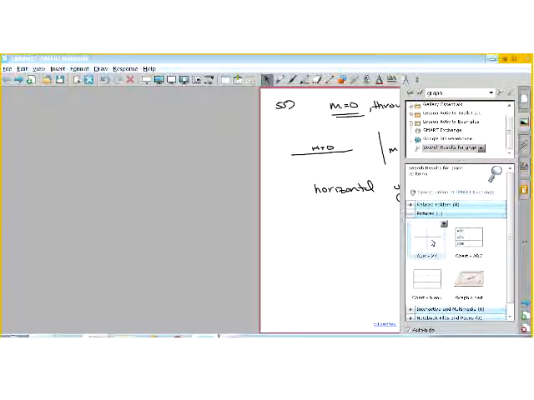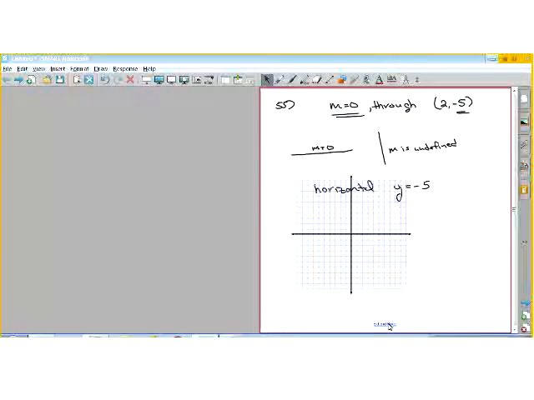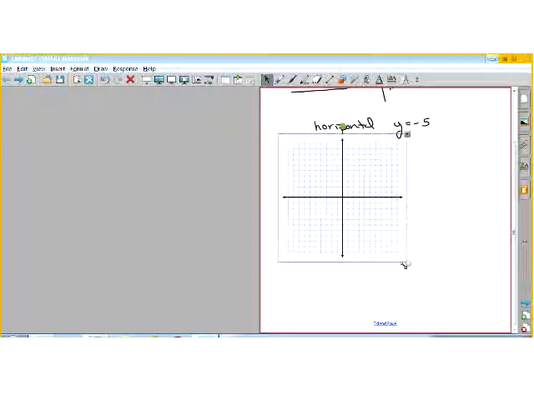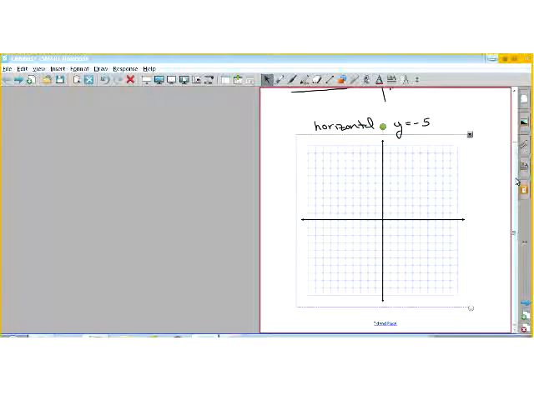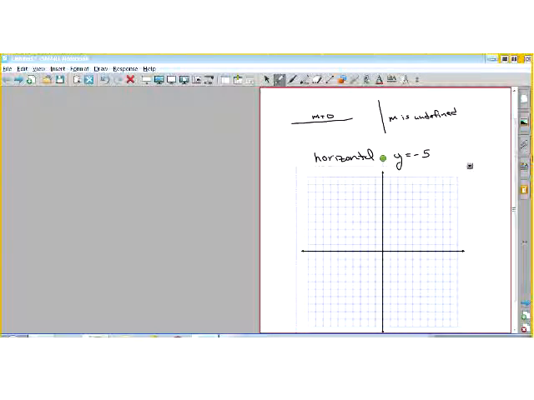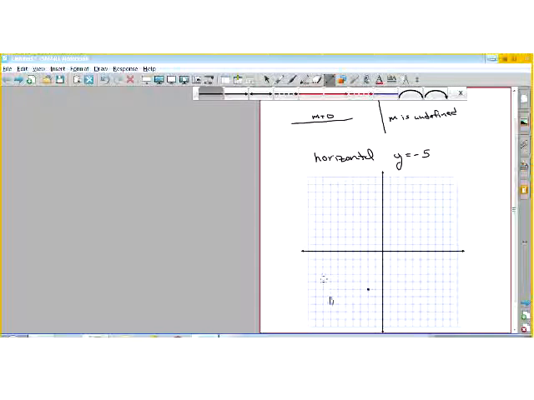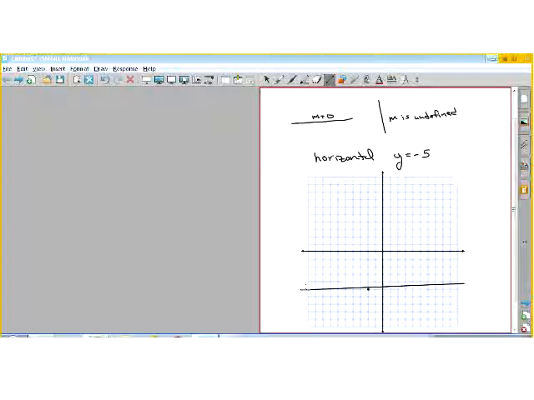And so if you take graph paper, if we locate the point 2, -5, so we go 2, -5, 1, 2, 3, 4, 5. So that's our point. So a horizontal line is going to go through that point, and no matter what the value of x is, the y value is constant. So that's y equals -5, which does go through the point 2, -5.